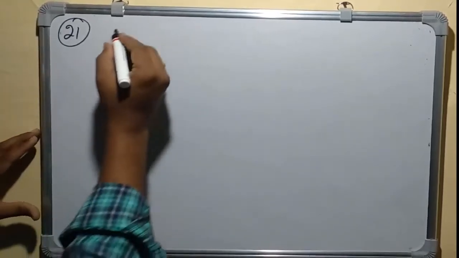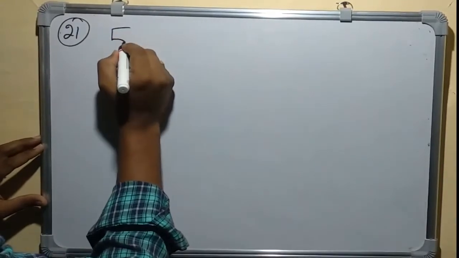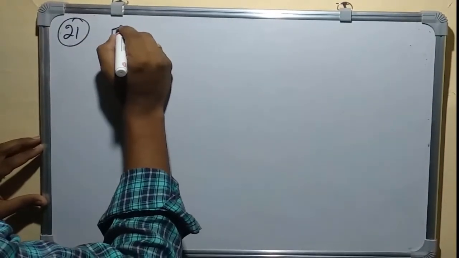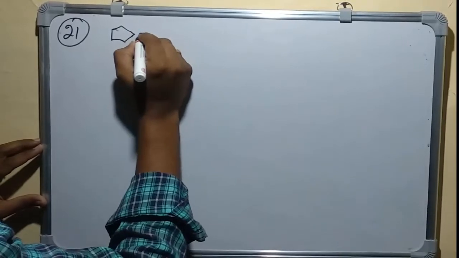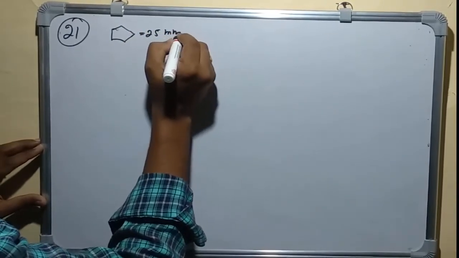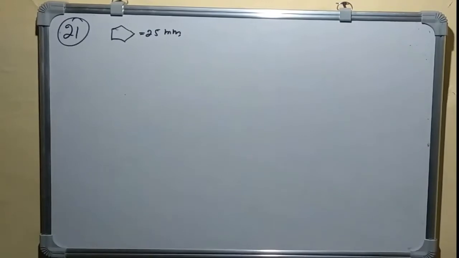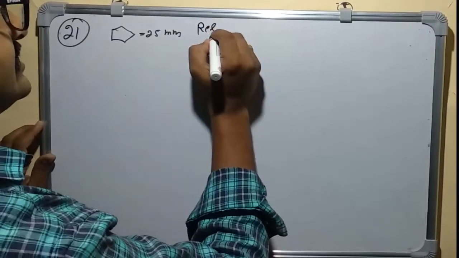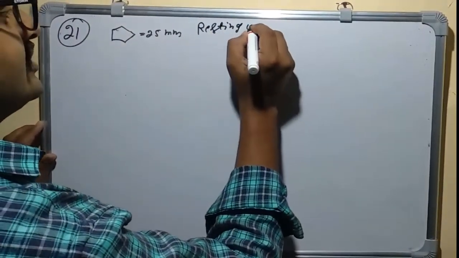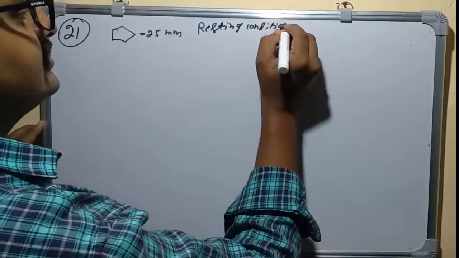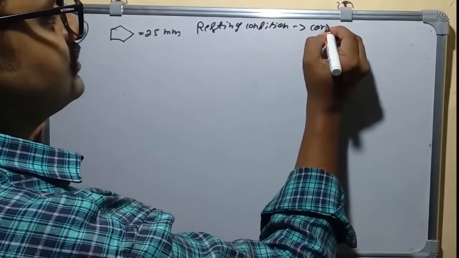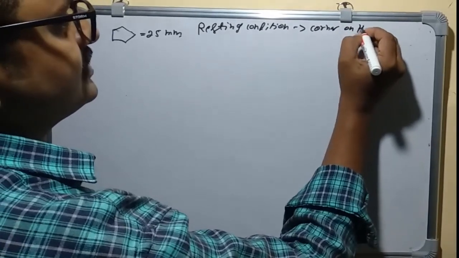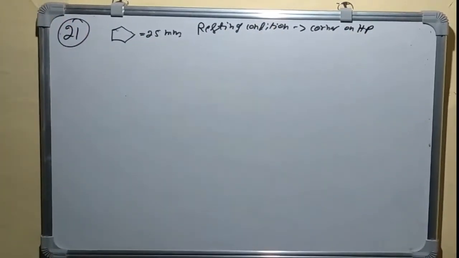First we will note down the data. Here they have given the shape of a pentagon, and the side of the pentagon, that means the edge side, is 25 mm. Next, the resting condition. Here they have given that the corner is resting on HP. So the resting condition is corner on HP.